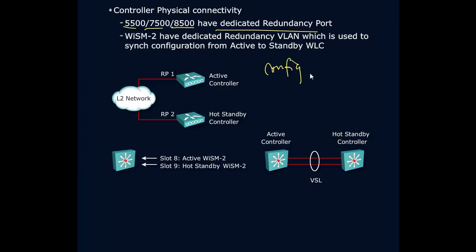Then we have our role negotiation. That takes place over that too. I need to figure out who's standby, who's active. That takes place over our redundancy ports. You can see the redundancy port here. Notice we are traveling a layer 2 network.